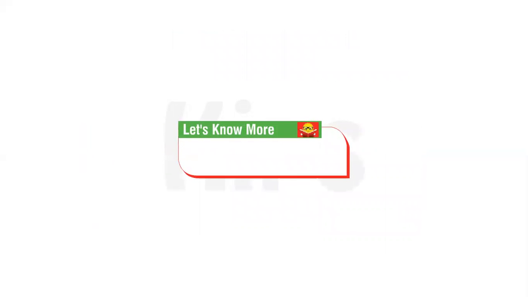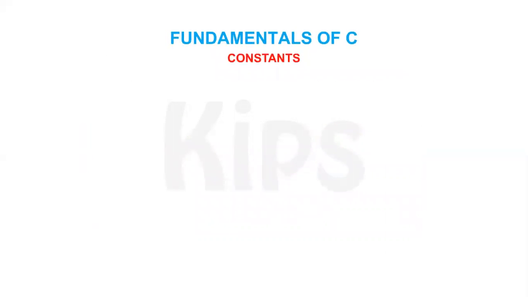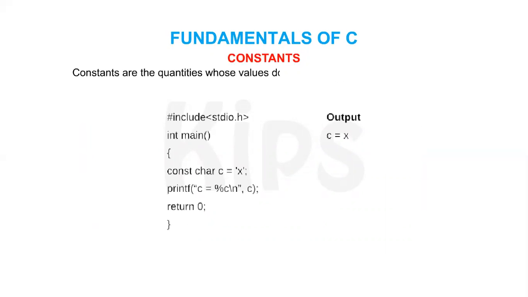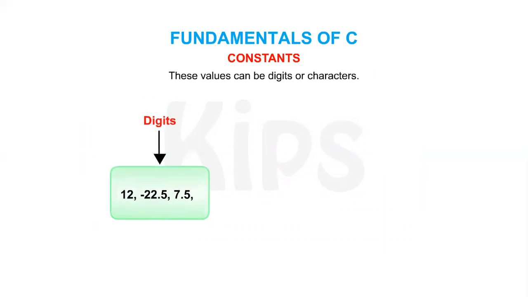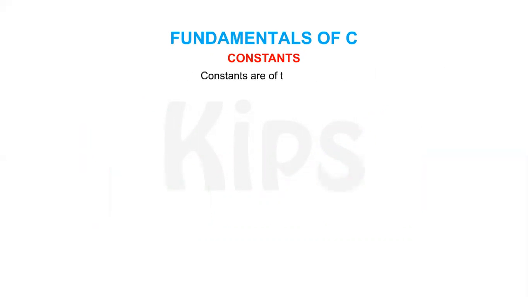Students, let us know more. Each unit in a C program is known as a C token. Constants. Constants are the quantities whose values do not change during the execution of a program. These values can be digits or characters. For example, 12, -22.5, 7.5, Blue Jay, Ronit, etc. Constants are of two types.